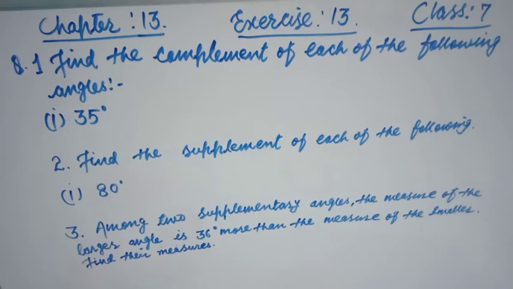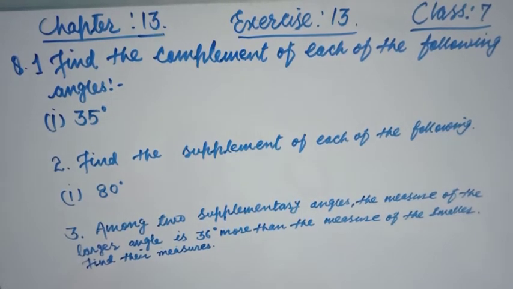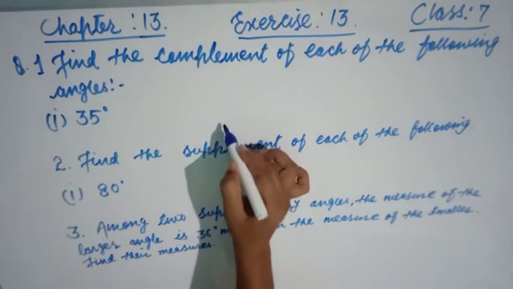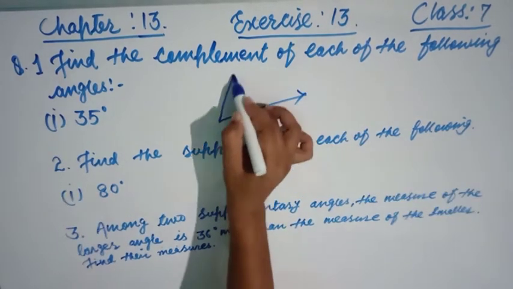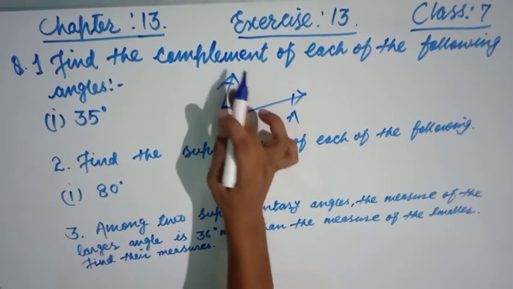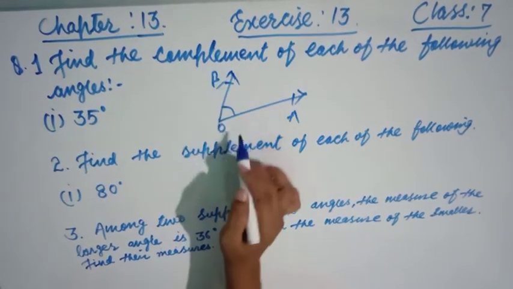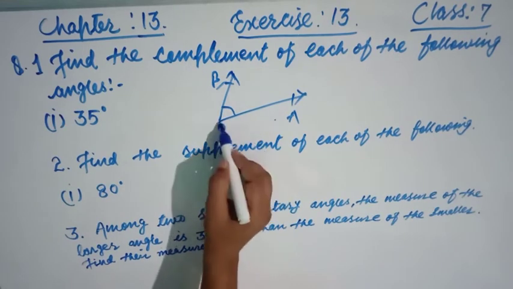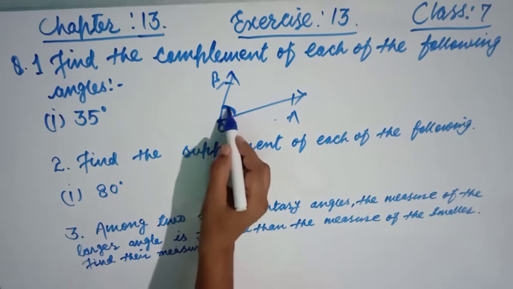Now friends, in the last video lecture we had discussed simple interest. And friends, in the previous class, that means in class 6, what do you mean by angles? When two rays intersect at a point, there exists an angle. Look, this is OA, one ray, and the other ray is OB. These two rays, OA and OB, intersect at a point, and there exists an angle. So the gap in between them is called an angle.